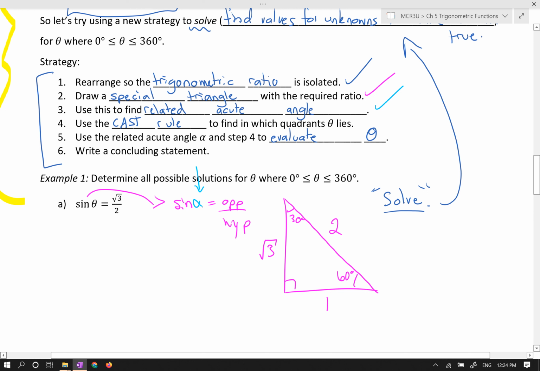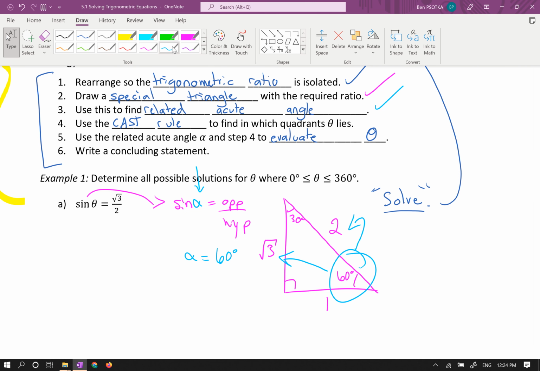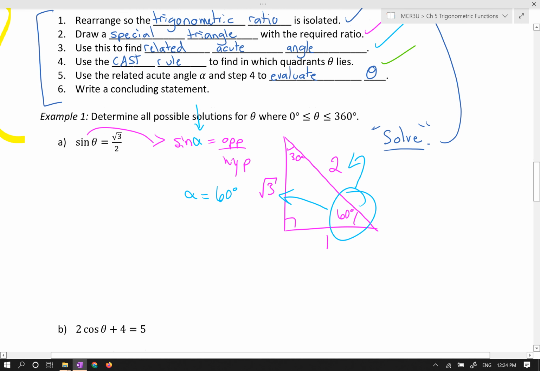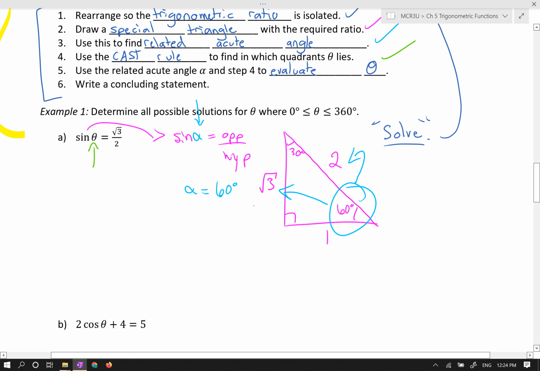All right, so if I'm looking in here, I see that 30 degrees, nope, that 60 degrees down here has an opposite side of root 3, has a hypotenuse of 2. That's what I'm looking for. So our conclusion is that alpha is equal to 60 degrees. Good job. Next, we need to use our CAST rule. So we want to use our CAST rule to determine where our theta, remember, which is different than alpha, lies.